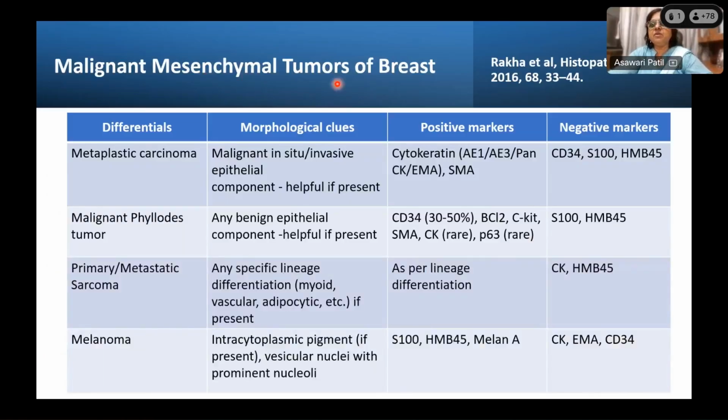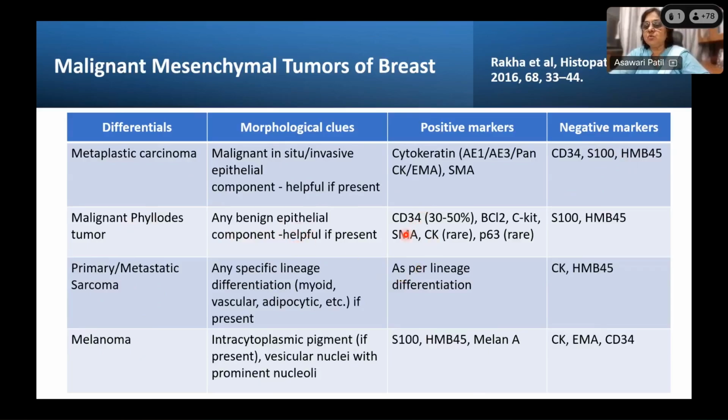So coming to mesenchymal tumors of breast, how do you approach them? It could be metaplastic carcinoma, malignant phyllodes tumor, primary or metastatic sarcoma, and another one, very rare, melanoma. We have gone through the characteristic features. In carcinoma, we see some epithelial differentiation. Markers can be positive, other markers will be negative. For phyllodes, the epithelial component is benign and it can be in the form of compressed ducts. Sometimes it can show epithelial proliferation, but it is benign.